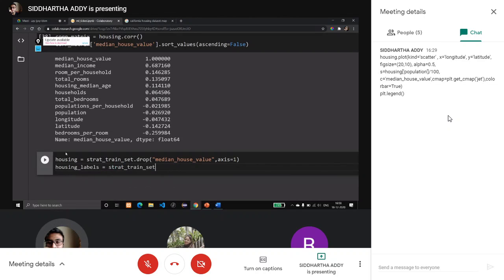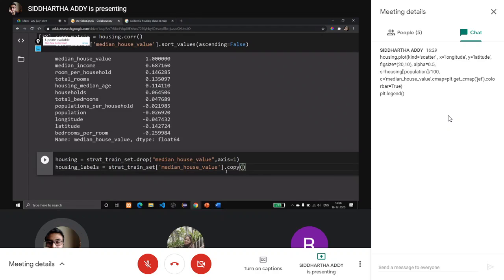I'm going to create a variable known as housing_labels from the strat train set, and I'm going to select the median house value. Keep a very close eye that I am not using inplace equals True here. That's why it is not transforming the original data set. It's just creating a copy without the median house value and storing it into housing. Similarly, I am taking the particular column and storing it into housing labels, and I am going to copy.